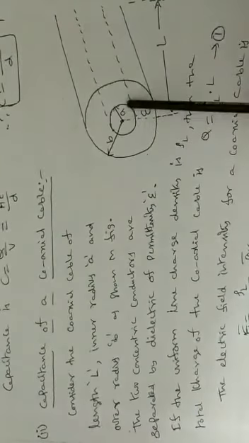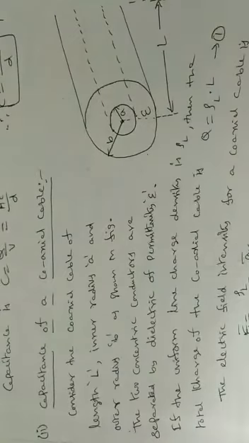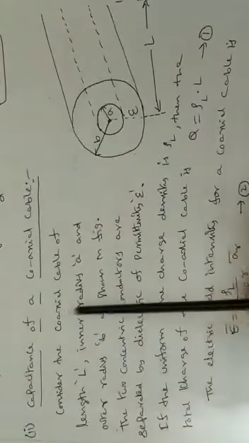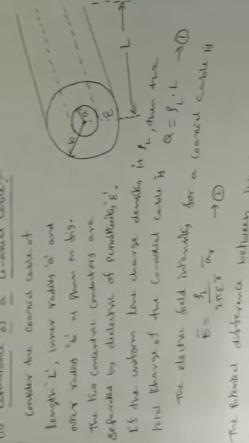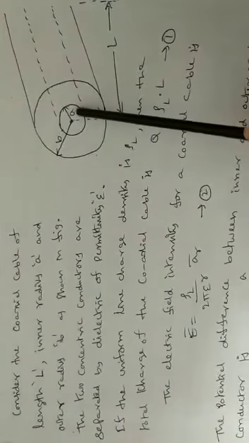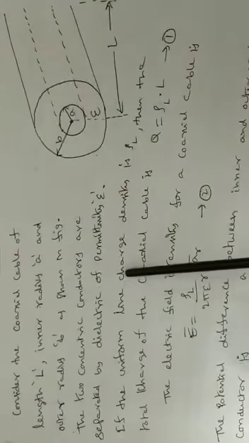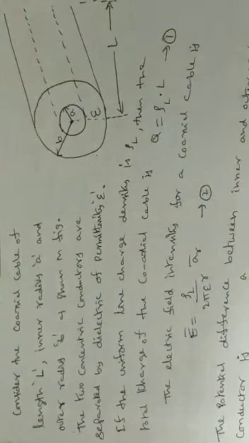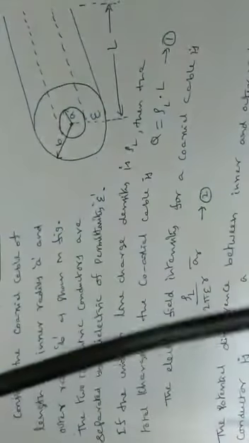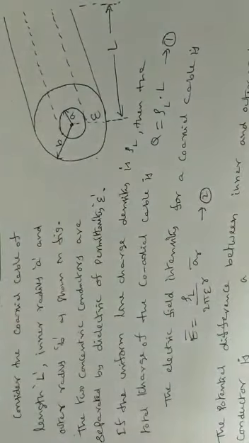Length is L, inner diameter A, outer diameter is B. So the sentences are mentioned here. In this case we have to define rho L. In the previous case we defined rho S. Why do we define rho L? This coaxial cable is called a line conductor. For a line conductor we define rho L.